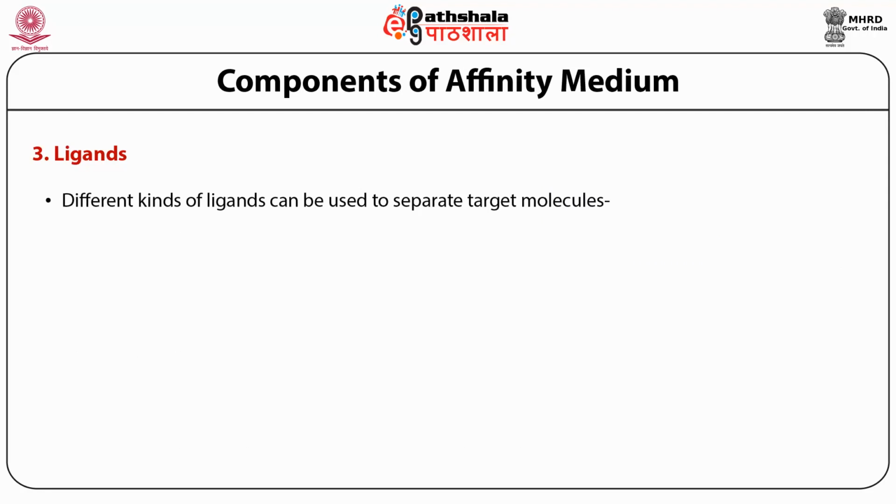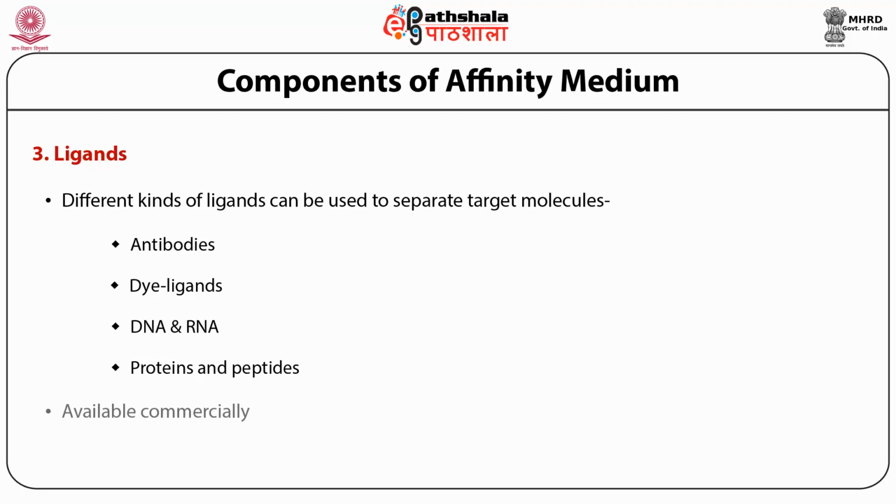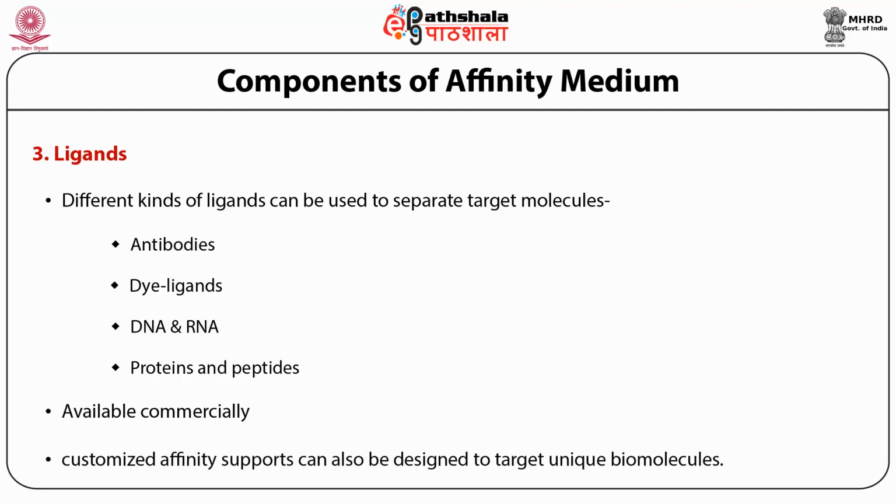Different kinds of ligands are used to separate target molecules, including antibodies, dyes, DNA, RNA, and peptides. In addition to commercially available affinity ligand matrix resin, customized affinity supports can also be designed to target unique biomolecules. To design a custom affinity system, a method is required to covalently attach a ligand to the matrix. The type of linkage between the immobilized ligand and the matrix is critical as it significantly affects the performance of the affinity separation.